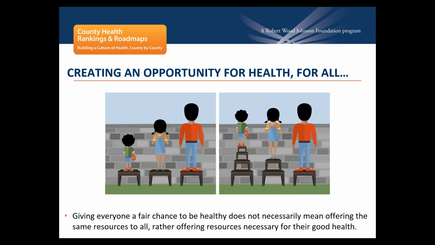Offering each child a bench to stand on that is the right size for his or her height gives all children a fair chance to see over the fence. Each of these components in this graphic can mean different things in different communities, and their meaning can change over time. So take a minute to consider this image and its meaning for your community.